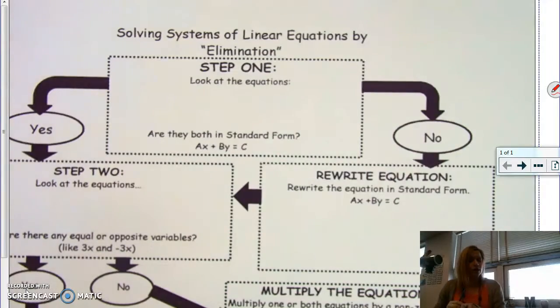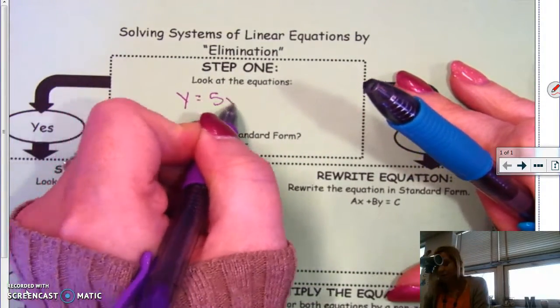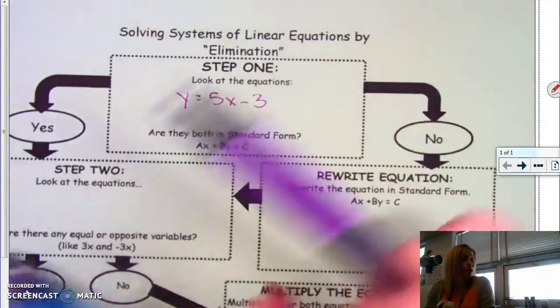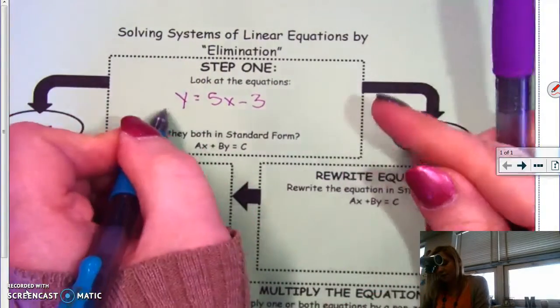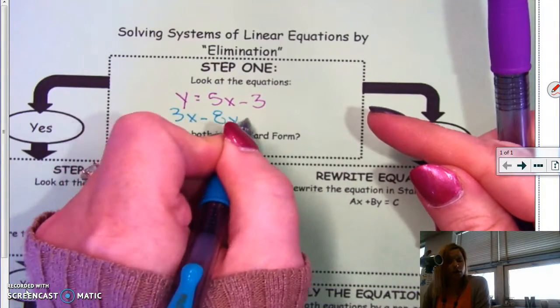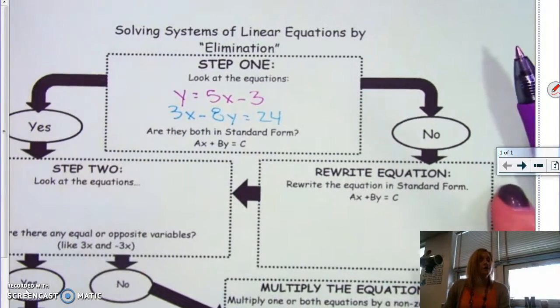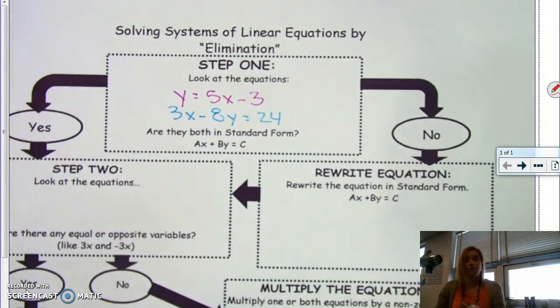Our first equation is y equals 5x minus 3. And our second equation is 3x minus 8y equals 24. All right, so the first question that we are to ask ourselves is down below.